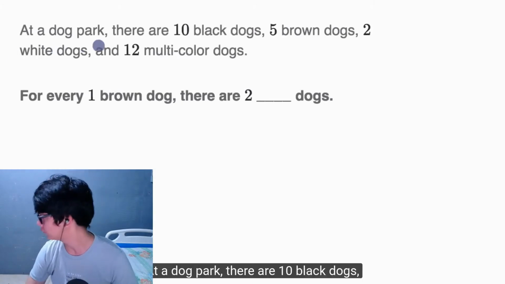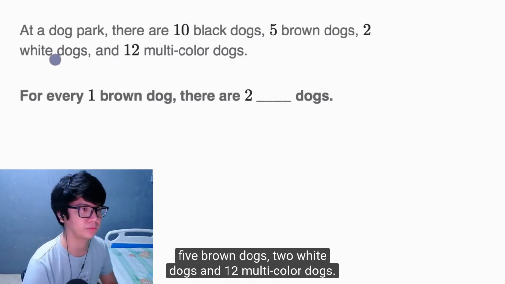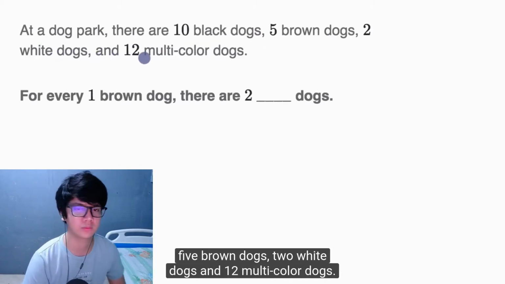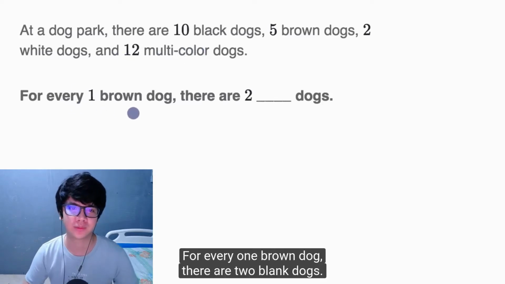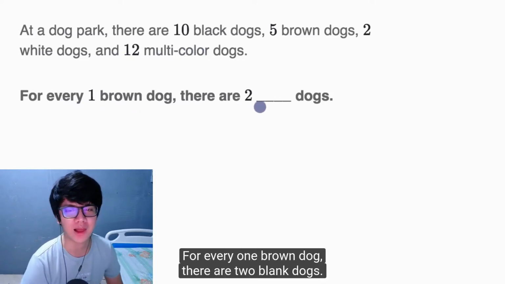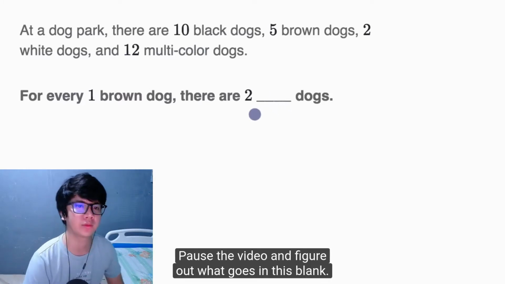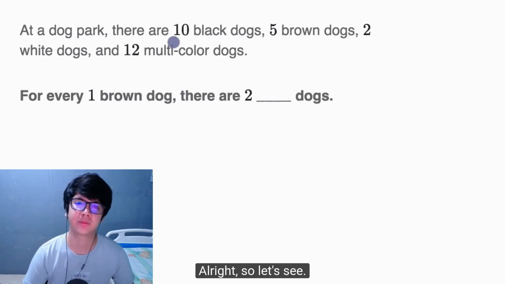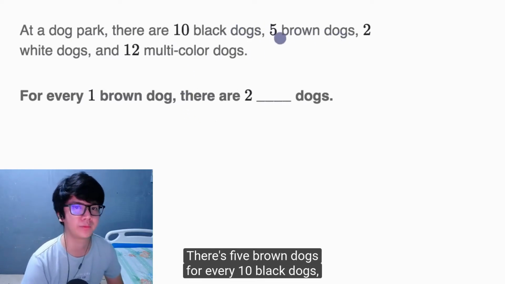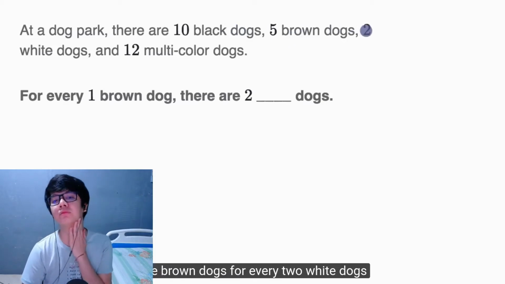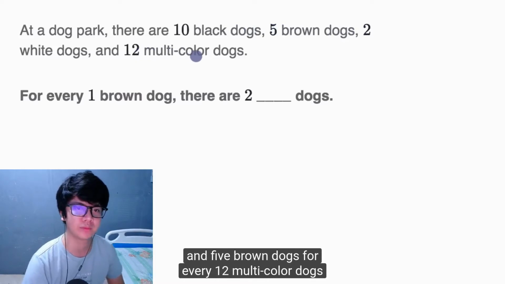At a dog park, there are 10 black dogs, 5 brown dogs, 2 white dogs, and 12 multicolored dogs. For every 1 brown dog, there are 2 blank dogs. Pause the video and figure out what goes in this blank. Alright, so let's see. There's 5 brown dogs for every 10 black dogs, 5 brown dogs for every 2 white dogs, and 5 brown dogs for every 12 multicolored dogs.